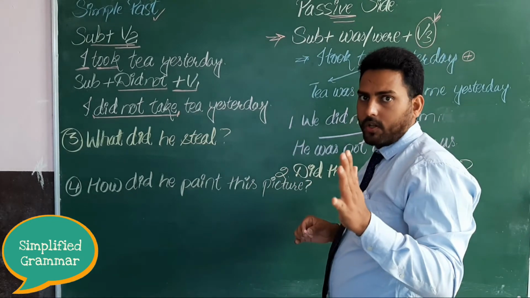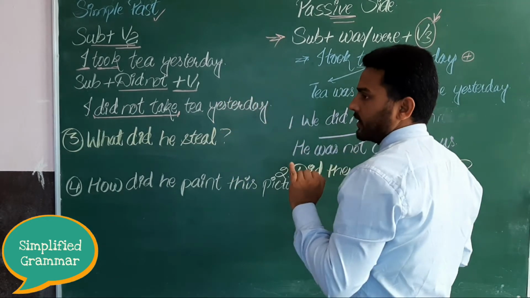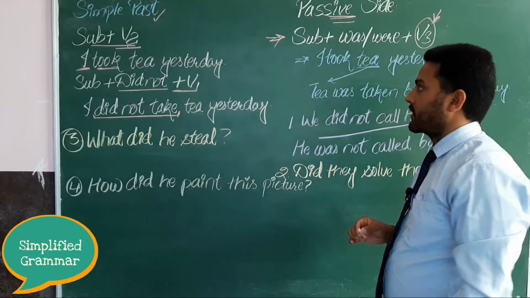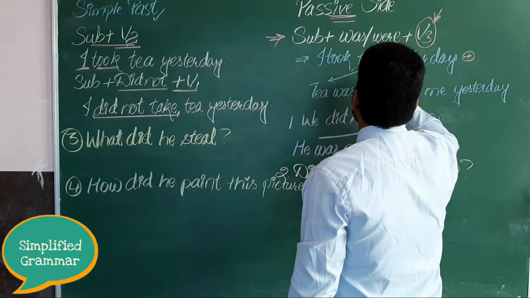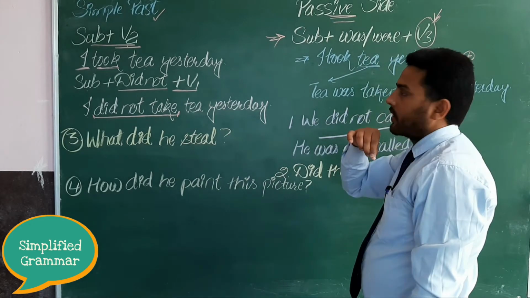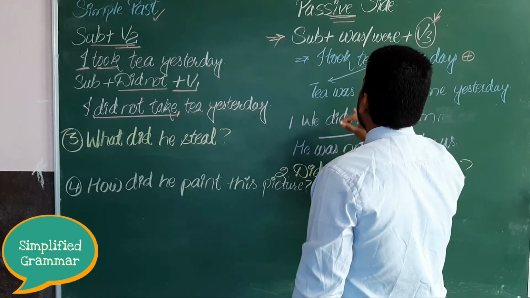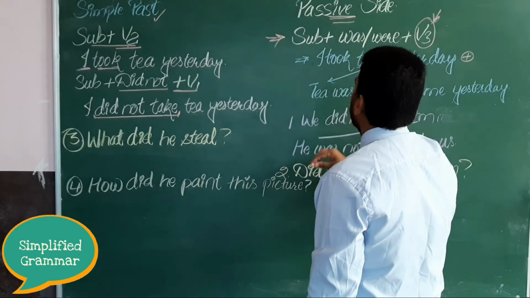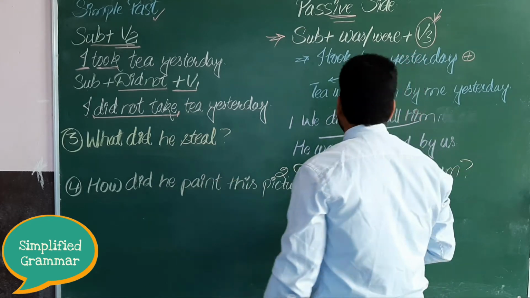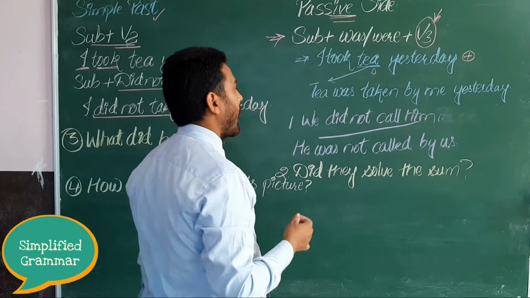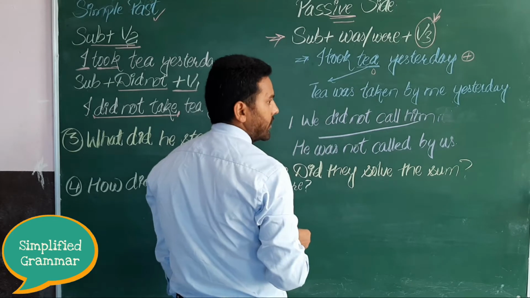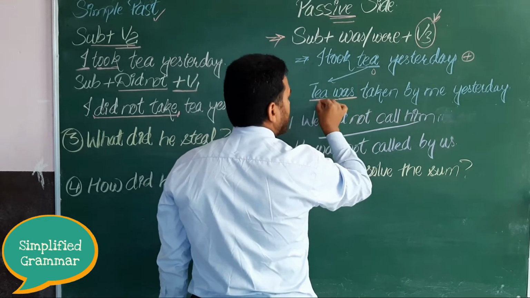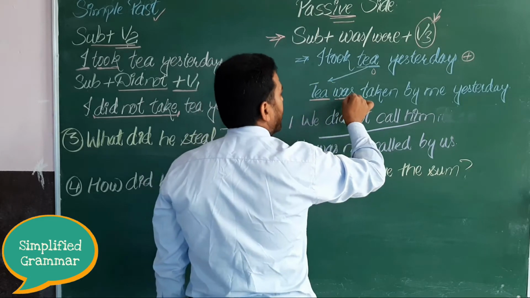You remember all the rules and regulations that I have taught you in the general rules to change the voice. The first rule is that the subject will become the object and the object will become the subject. So this tea is your object, so this will come as the subject. The next rule is that you have to use the helping verb according to the new subject. So here tea is your new subject, it is singular, so you will use was.